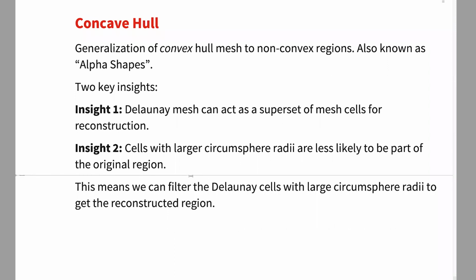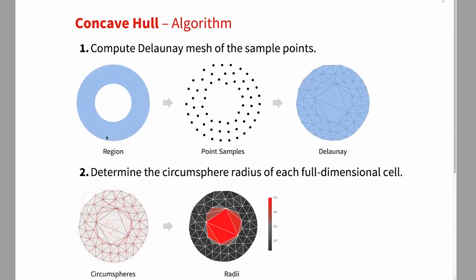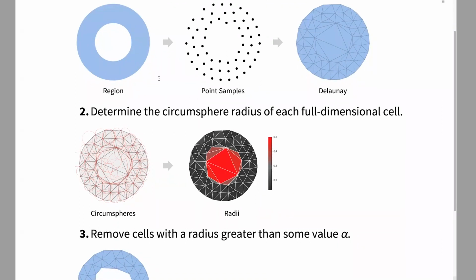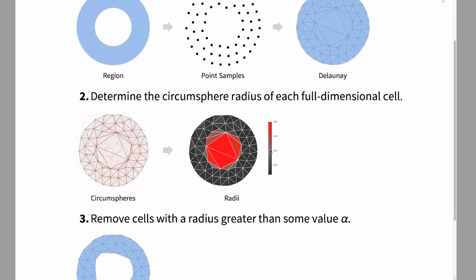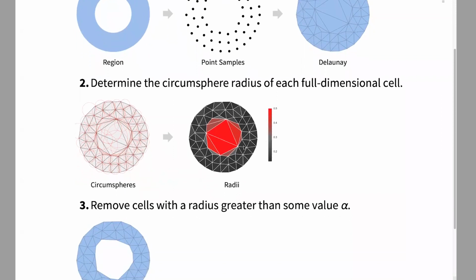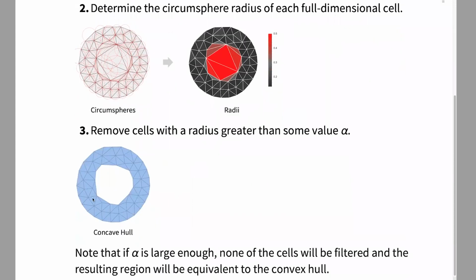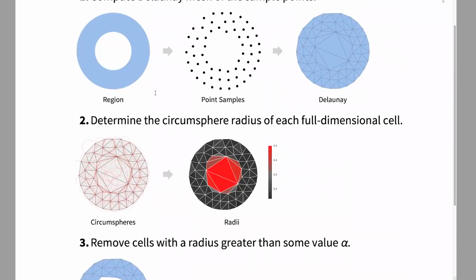So to visualize that process, let's say we start with this annulus here as our ground truth region. We take some point samples, and then we can run the Delaunay mesh on that. We can then look at each of the triangles in our mesh and take the circumsphere of it. Each of these circumspheres, or circles in this case, has a radius that we can use to color code the triangles. You can see the ones in the center here, where there aren't many points, have very large radii, and are shown as red. We can then choose some cutoff value, some threshold, which we'll call alpha. This will be our cutoff where we don't include any triangles with a radius above this. And that gives us our final concave hull down here. It does a pretty decent job of representing our original region.